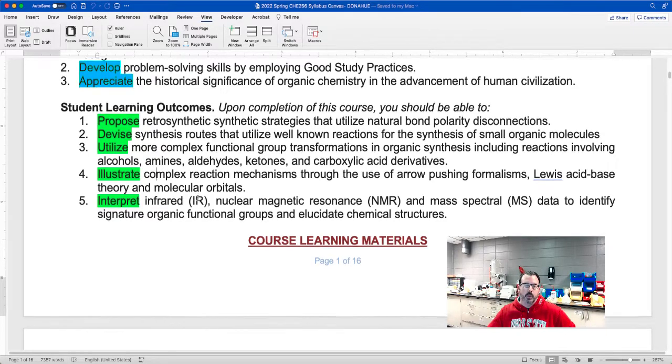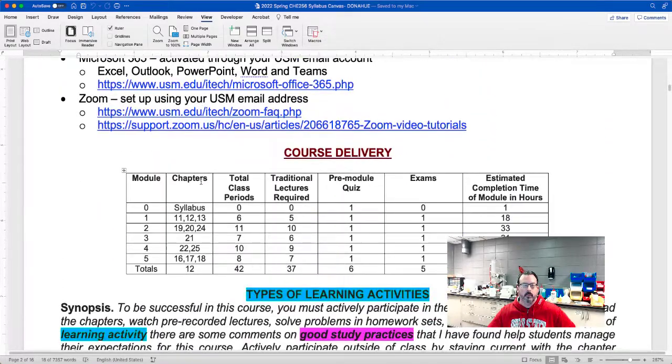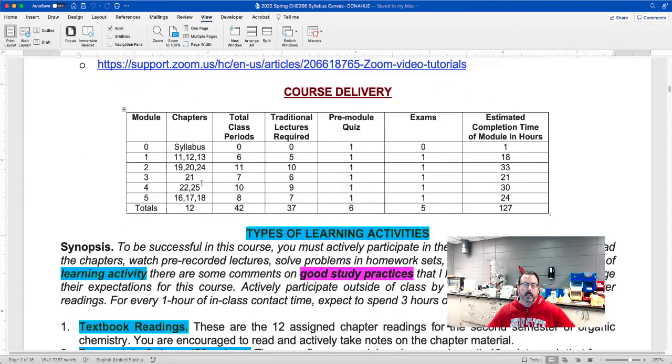So the course learning materials are found in Canvas. They're already linked through there through the first day program, so you should have access to them. So here is the course delivery. There are 5 modules. Module 0 is the syllabus. Essentially, read the syllabus, take the syllabus quiz in Canvas. There will be a separate Canvas tour video that you can watch.